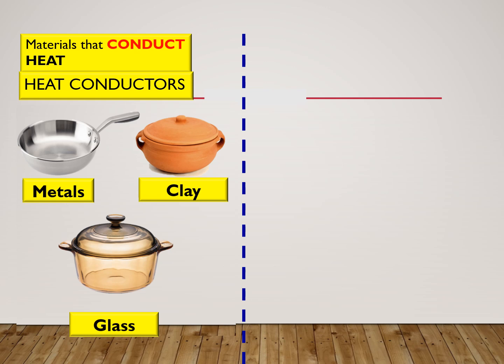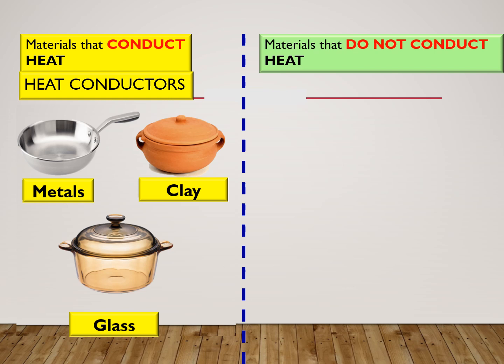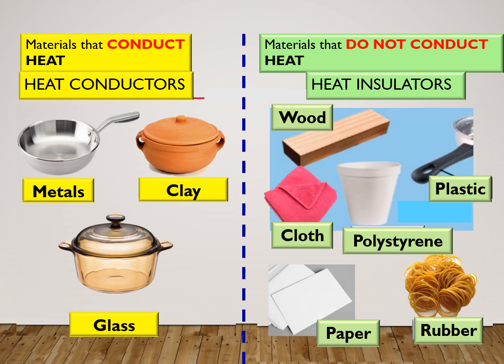Materials that do not conduct heat are also known as heat insulators. The examples are such as wood, plastic, cloth, polystyrene, paper, or rubber. Heat insulators can protect us from heat.